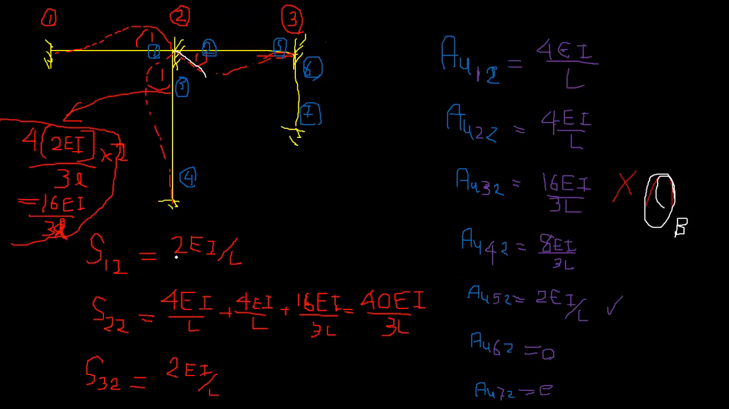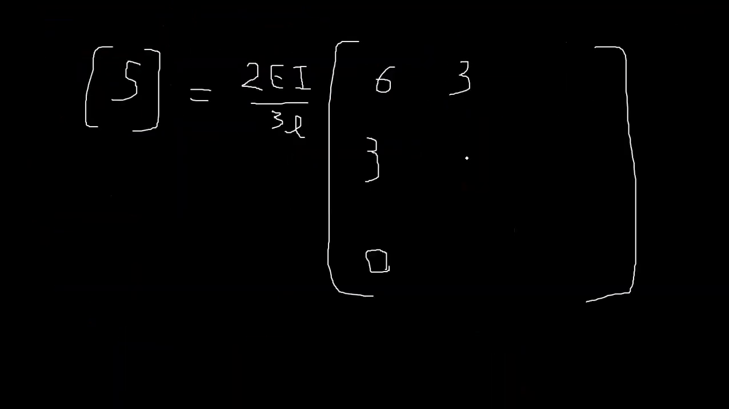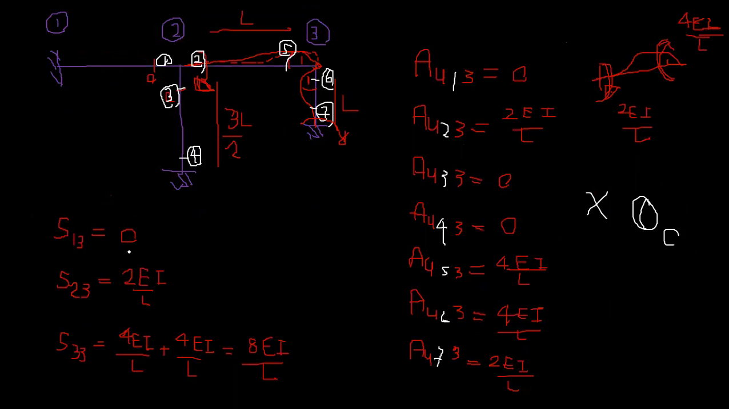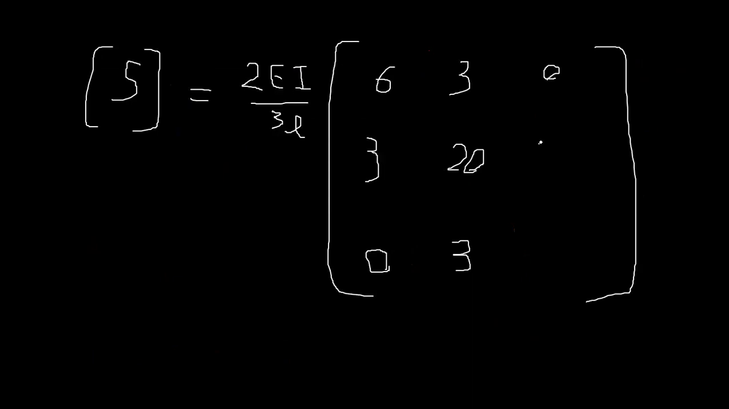If you take 2EI over 3L out, 3 is coming to numerator then. So 3, 20, 3. Just multiply and see if everything is there. So here you take 2EI over 3L out, 0, 3, and here 2L. So it should be symmetric, right? You can see this matrix is symmetric, right?